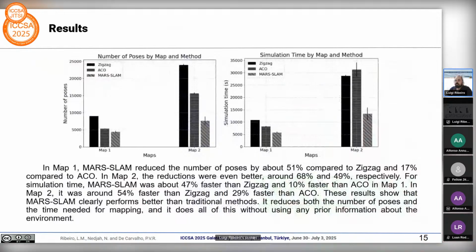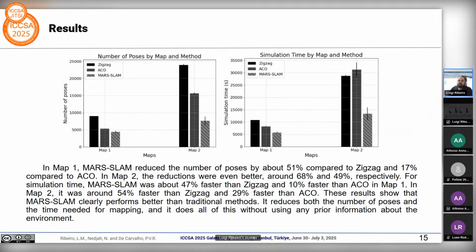The result, in map 1, Marlin reduced the number of the poles by about 51% compared to zigzag and 70% compared to ACO. In map 2, the reduction were even better, around 68% and 49% respectively. For simulation time, Marlin was about 57% faster than zigzag and 10% faster than ACO in map 1.